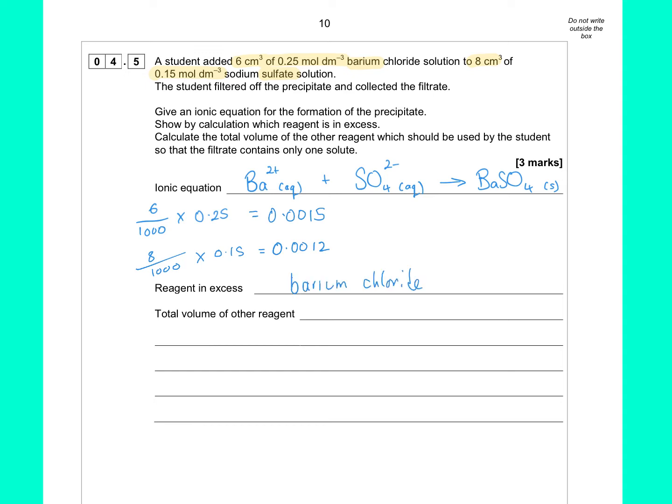So to work out the total volume of the other reagent that needs to be used to make sure that we don't have anything left over, we need to make sure that we use the same number of moles of sodium sulfate as we use of the barium chloride. So if we take the moles of the barium chloride, 0.0015, and divide that by the concentration of the sodium sulfate, then we'll get the volume that we need to use, so 0.01 decimetres cubed, which is 10 centimetres cubed.